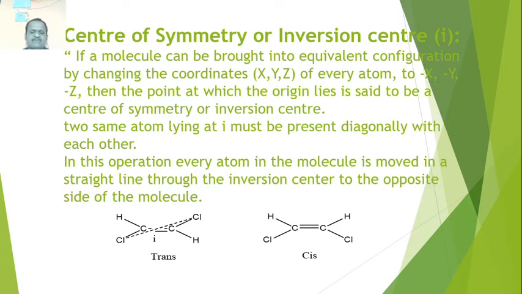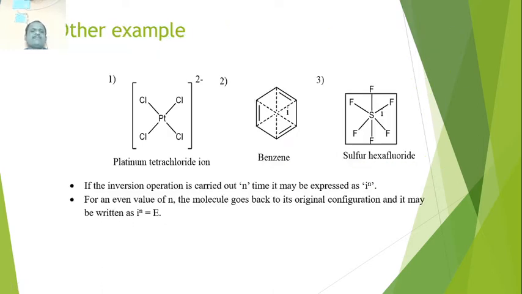Everybody understood that? We have many examples where such a symmetry element is present. You can see here, this is the platinum tetrachloride ion. If you consider this a point, from this point in this direction there is a Cl atom. Whatever the distance from platinum to Cl, at the same distance on its opposite side there is another Cl present. So same is here, and therefore this molecule has a center of symmetry.